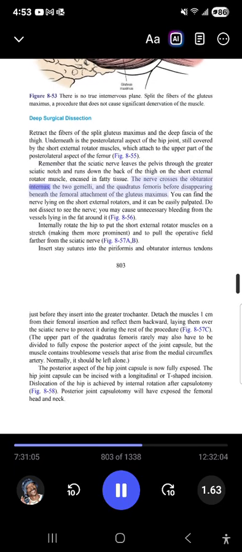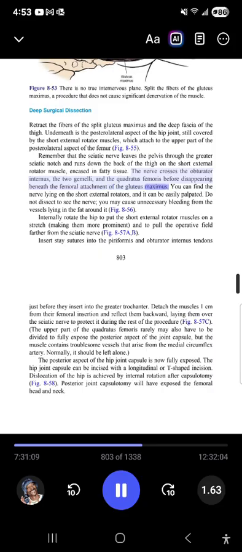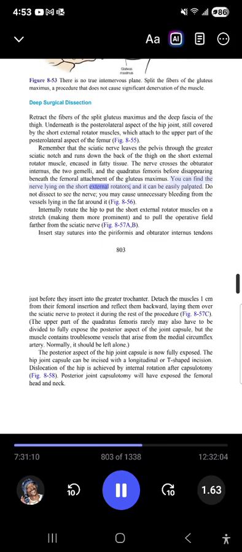The nerve crosses the obturator internus, the two gemelli, and the quadratus femoris before disappearing beneath the femoral attachment of the gluteus maximus. You can find the nerve lying on the short external rotators, and it can be easily palpated. Do not dissect to see the nerve.